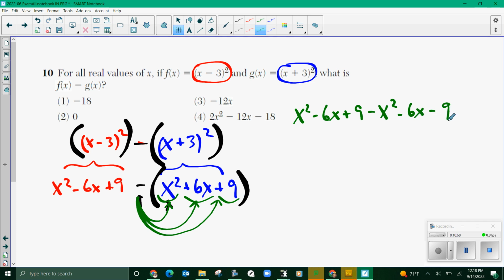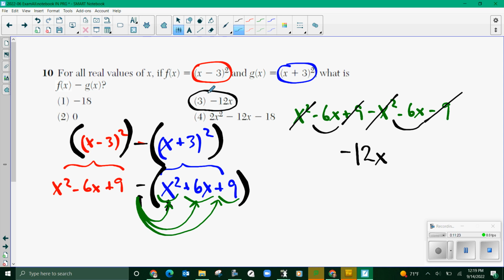Now I can combine like terms, and it becomes really easy. How come? Oh, I see a positive 9 and a negative 9. Cancel. Negative x squared and positive x squared. The only thing remaining is a minus 6x and another minus 6x, which gives us a minus 12x. Oh, the things that we know. Nice.